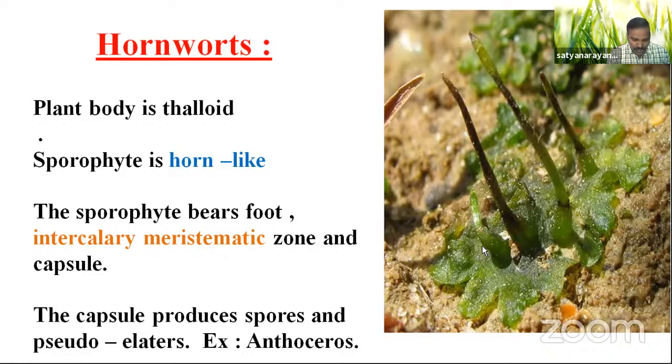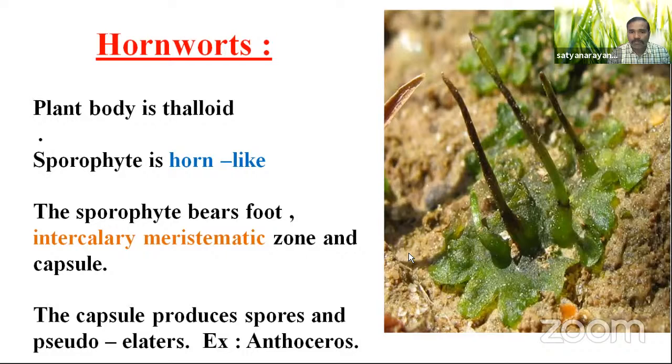In hornwort, if you see their general structure, the plant body is thalloid. Now this is thalloid. It is also prostrate and dorsiventral. Now this is the dorsal region. At the ventral region, the rhizoids are present. The sporophyte is horn-like. Again, the sporophyte bears foot, seta, and capsule. So with the foot, instead of a seta, you can see an intercalary meristematic zone.